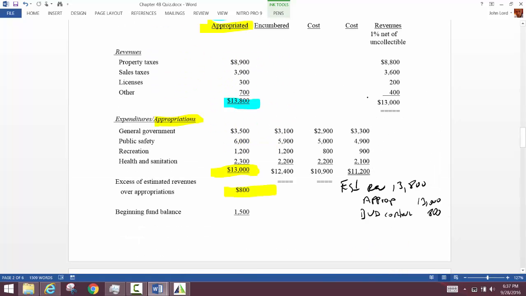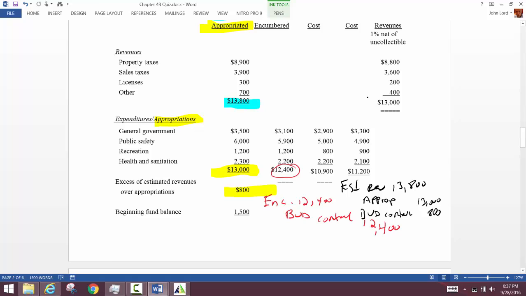So then what? Then we go ahead and we encumber stuff. And we encumber stuff to a tune of a total of $12,400, right? Who wants to give me the entry for the encumbrance? Debit the encumbrance, good, for $12,400. And credit what? Bud Control, good, for $12,400, right? Still with me?